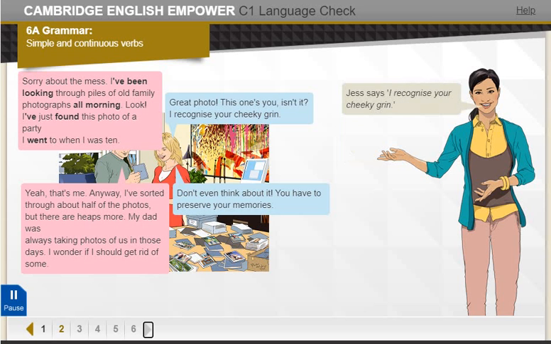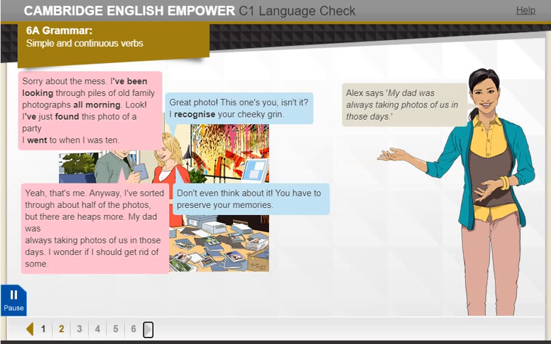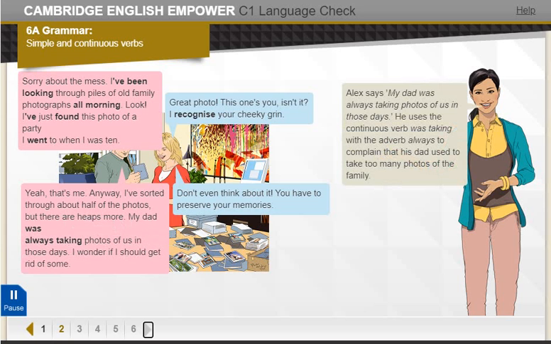Jess says, I recognise your cheeky grin. She uses the simple verb recognise. Some verbs, such as verbs of thinking, are not usually used in the continuous form. Alex says, my dad was always taking photos of us in those days. He uses the continuous verb was taking with the adverb always to complain that his dad used to take too many photos of the family.